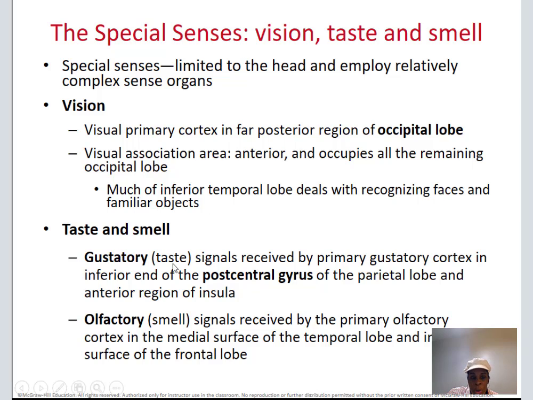The gustatory, which is the taste, the post-central gyrus. Why post? Because it makes sense. Remember, the post is the information coming in. So when you taste something, you receive the information. When you smell, you receive information. Smell is olfactory. All this will be what? The post-central.